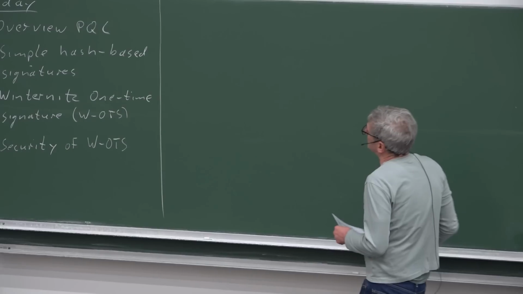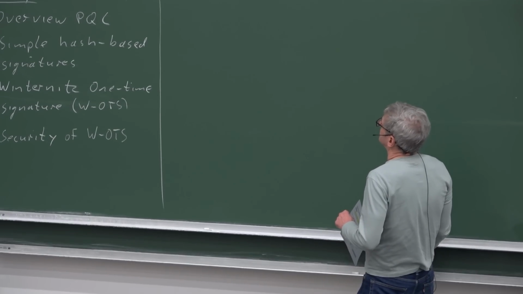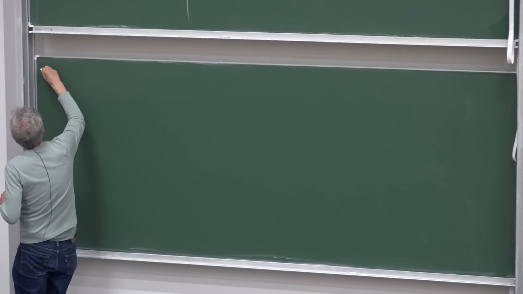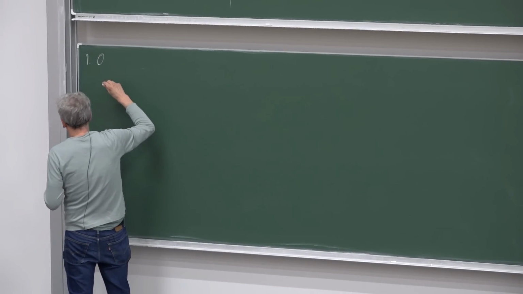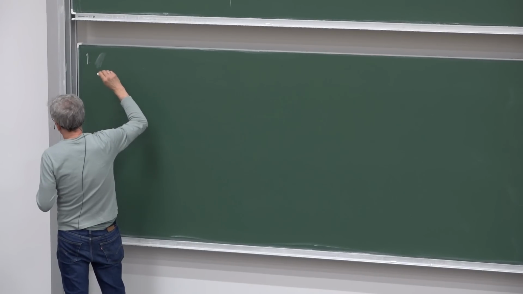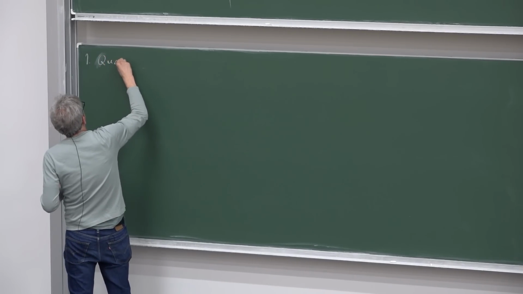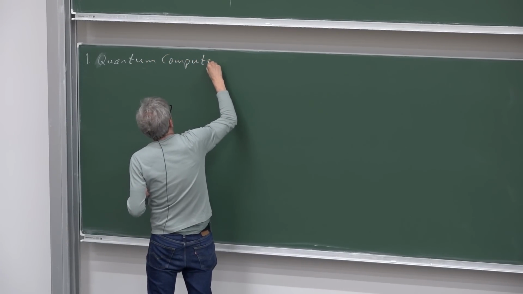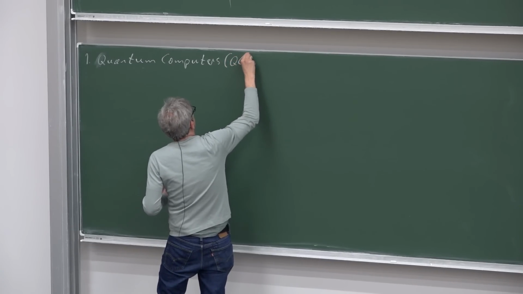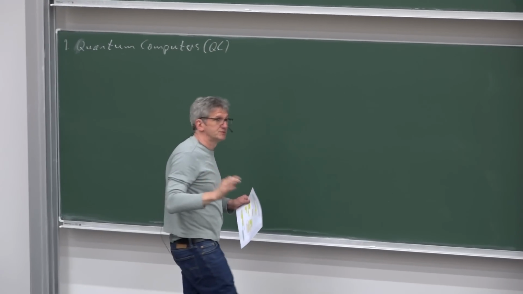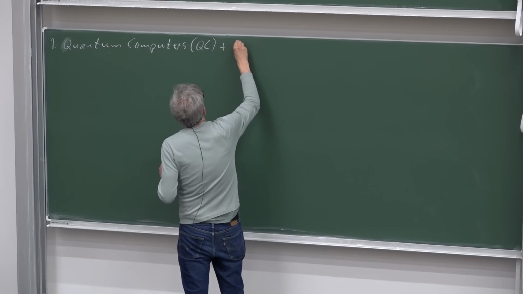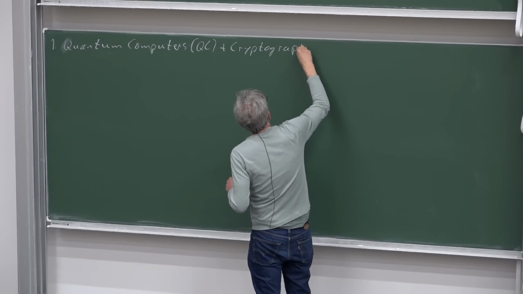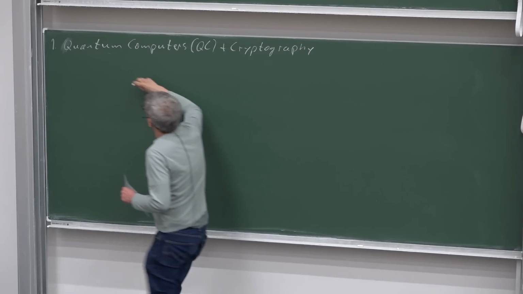So where do we start? We first give an overview about post-quantum cryptography. This is chapter 1. I call that quantum computers, which we will abbreviate by QC, and cryptography. This is what we are really interested in. So this is not a lecture on quantum technology. Okay, so first chapter.